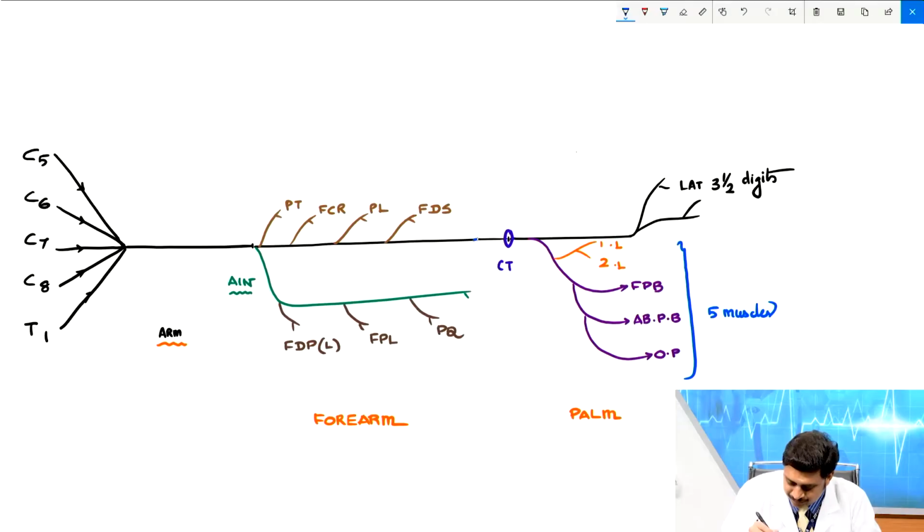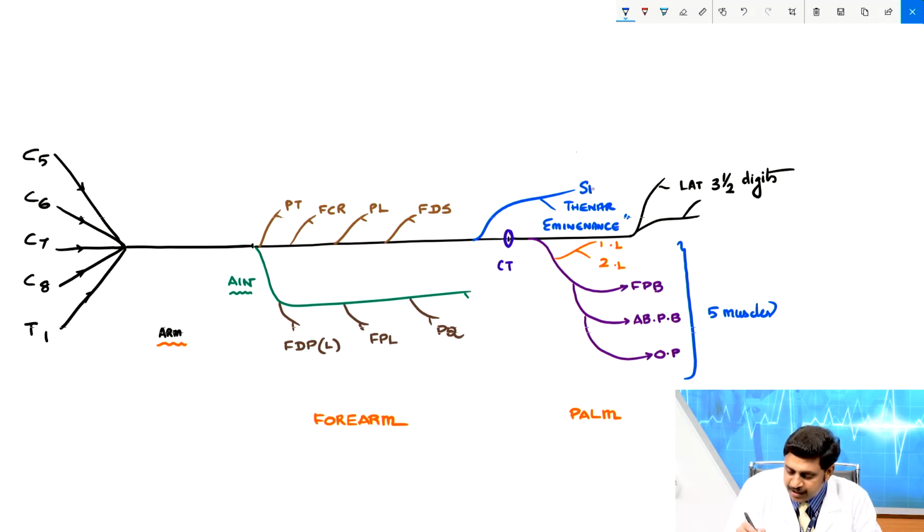One more very important point which I would like to tell is, before the median nerve passes through the tunnel, what tunnel is that? Carpal tunnel. Yes, it gives a cutaneous branch. Look at that. This cutaneous branch is going to supply the skin over the thenar eminence. So, the cutaneous branch which is supplying the thenar eminence does not pass through the carpal tunnel.